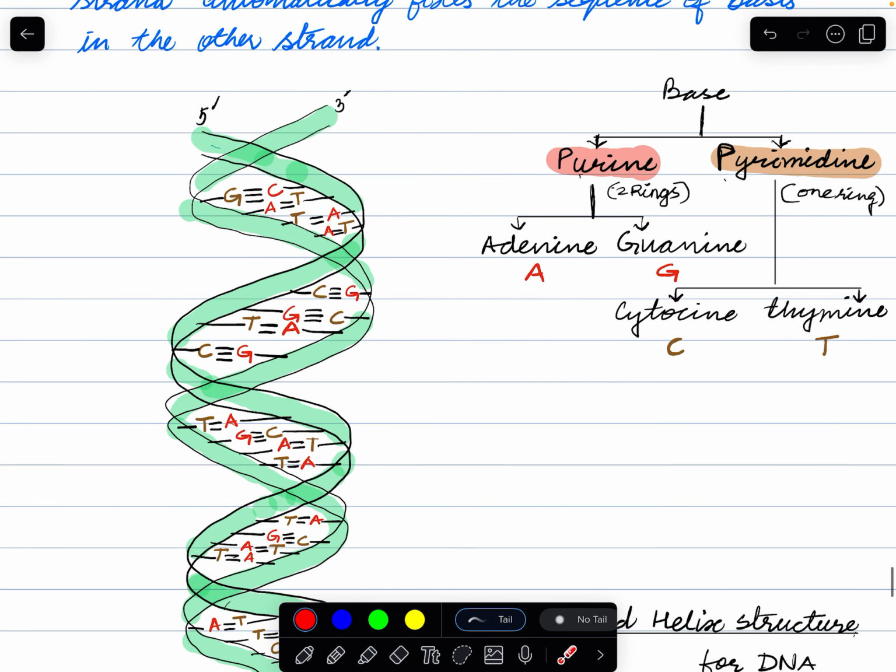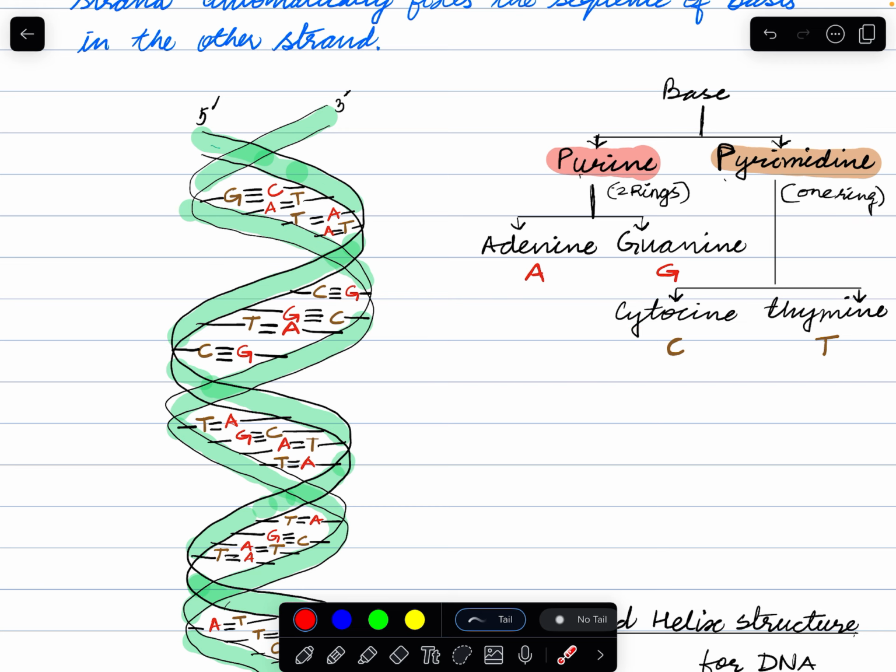Now here we have given an idea about the bases. Nitrogenous bases are of two types. They are purines and pyrimidines. Purines are those nitrogenous bases which have two rings in their structure, or two types of carbon rings, while pyrimidines have only one ring. Two examples of purines are adenine and guanine, while the pyrimidines are cytosine and thymine.